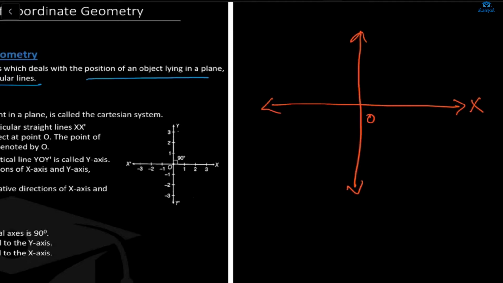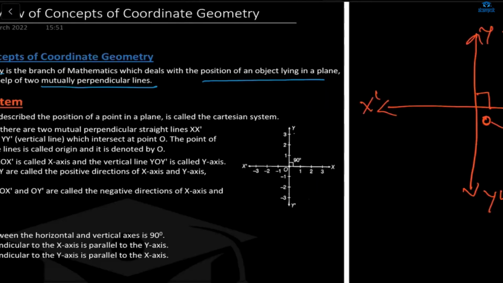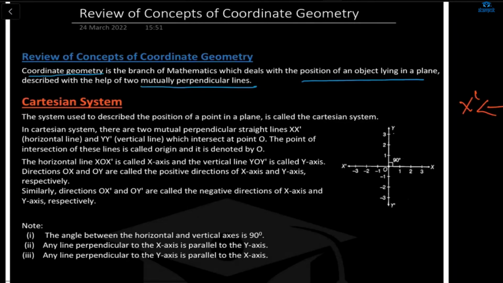This is X O, and this is not zero. This is O actually, but this O represents the origin. Then Y dash. Okay, this represents the x-axis. This whole line represents the x-axis. This whole line represents the y-axis, and they are mutually perpendicular to each other. So these two lines, which are mutually perpendicular to each other, help us tell the position of an object in a plane, where the object is.